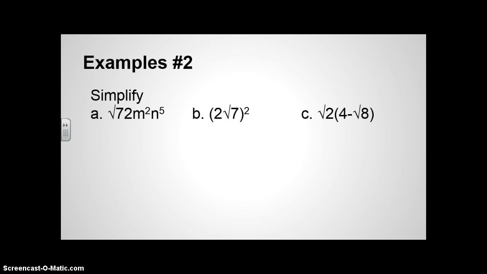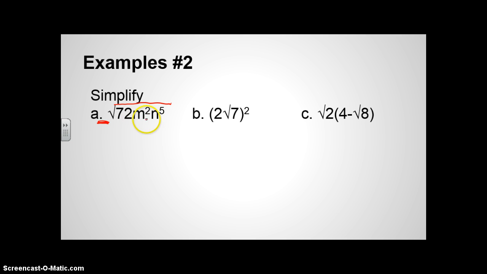Our first example is we're going to simplify the square root of 72 times m squared times n to the 5th. When you're solving these types of problems, you first have to look for perfect square factors. When you find perfect square factors, we're going to pull them out and put them in front of the radical sign. Non-perfect square factors stay inside of the radical sign. Do you see anything in here that's a perfect square?